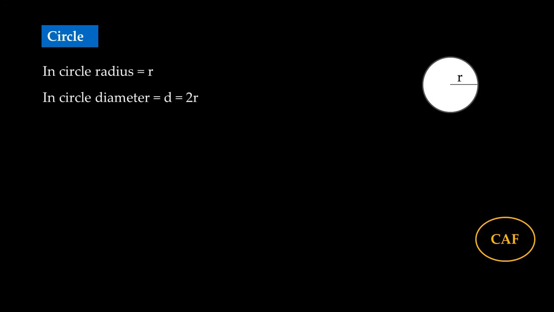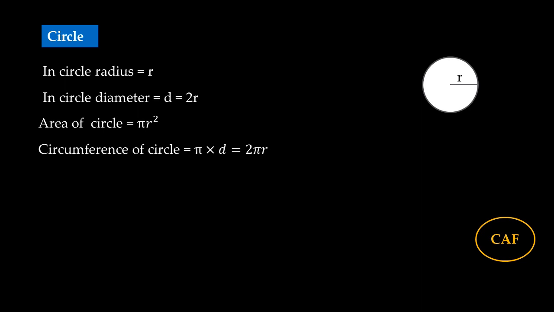Next one is circle. Here this is the diagram of circle, and R is the radius, and diameter is equal to 2 times radius. Area of circle is equal to pi r square. If you know the diameter value, you can convert it into radius and do it. And circumference of circle is equal to pi into d, which is equal to 2 pi r.